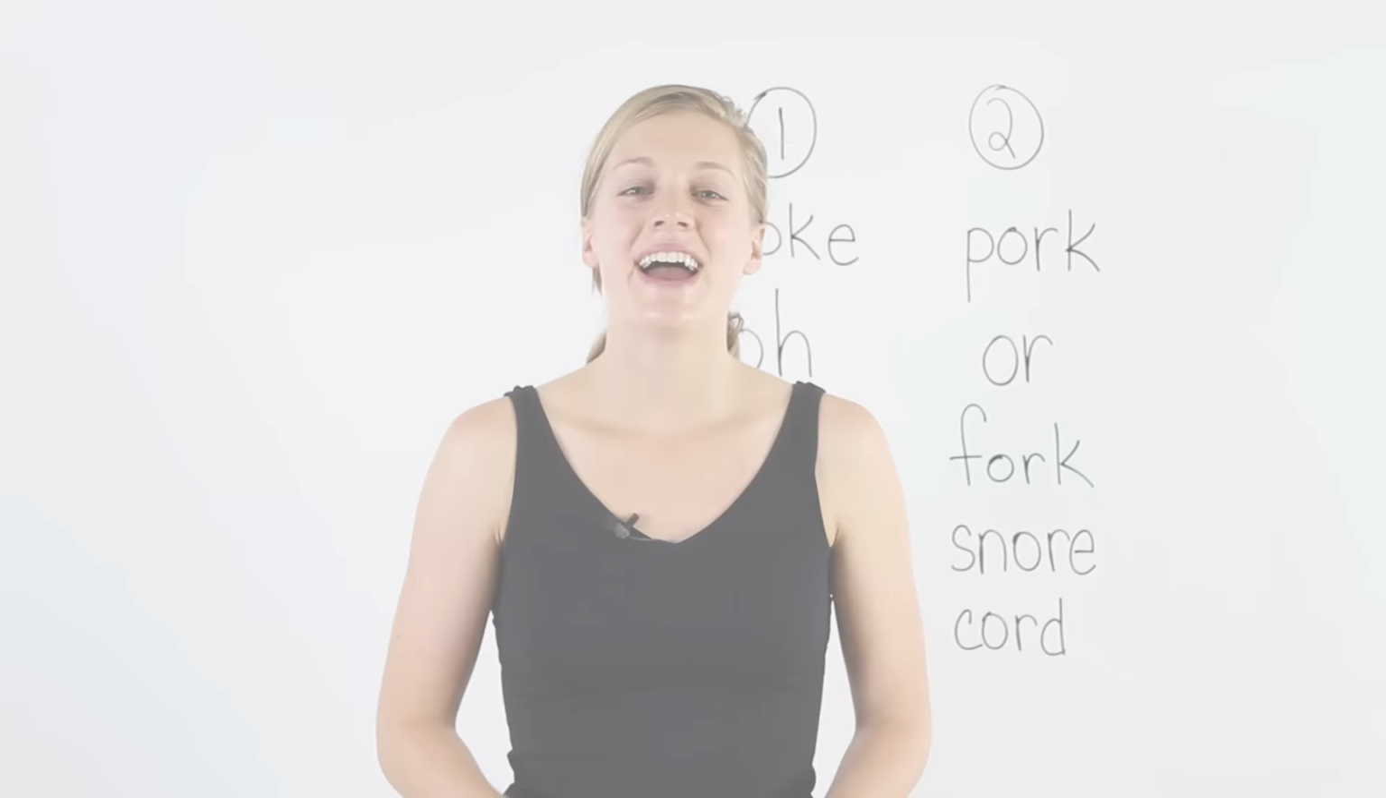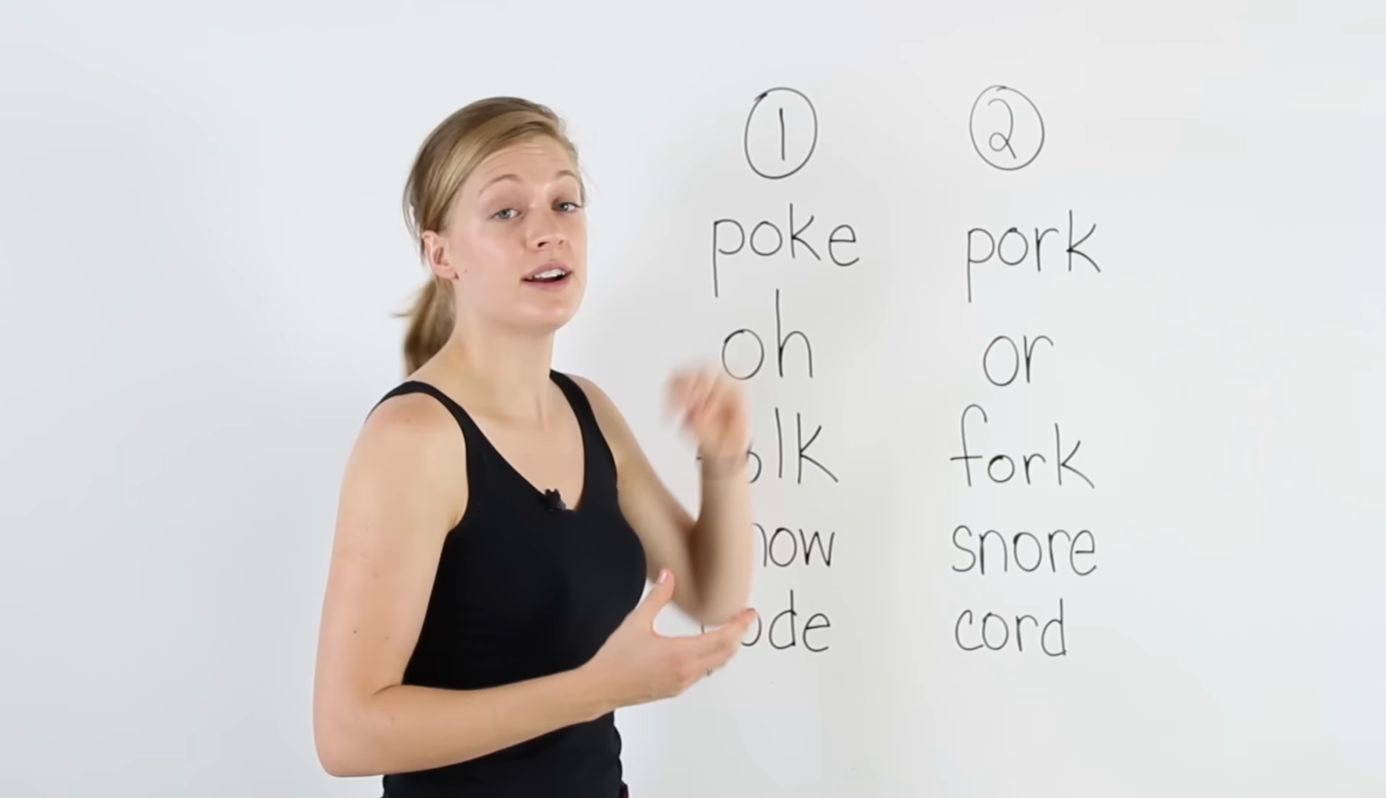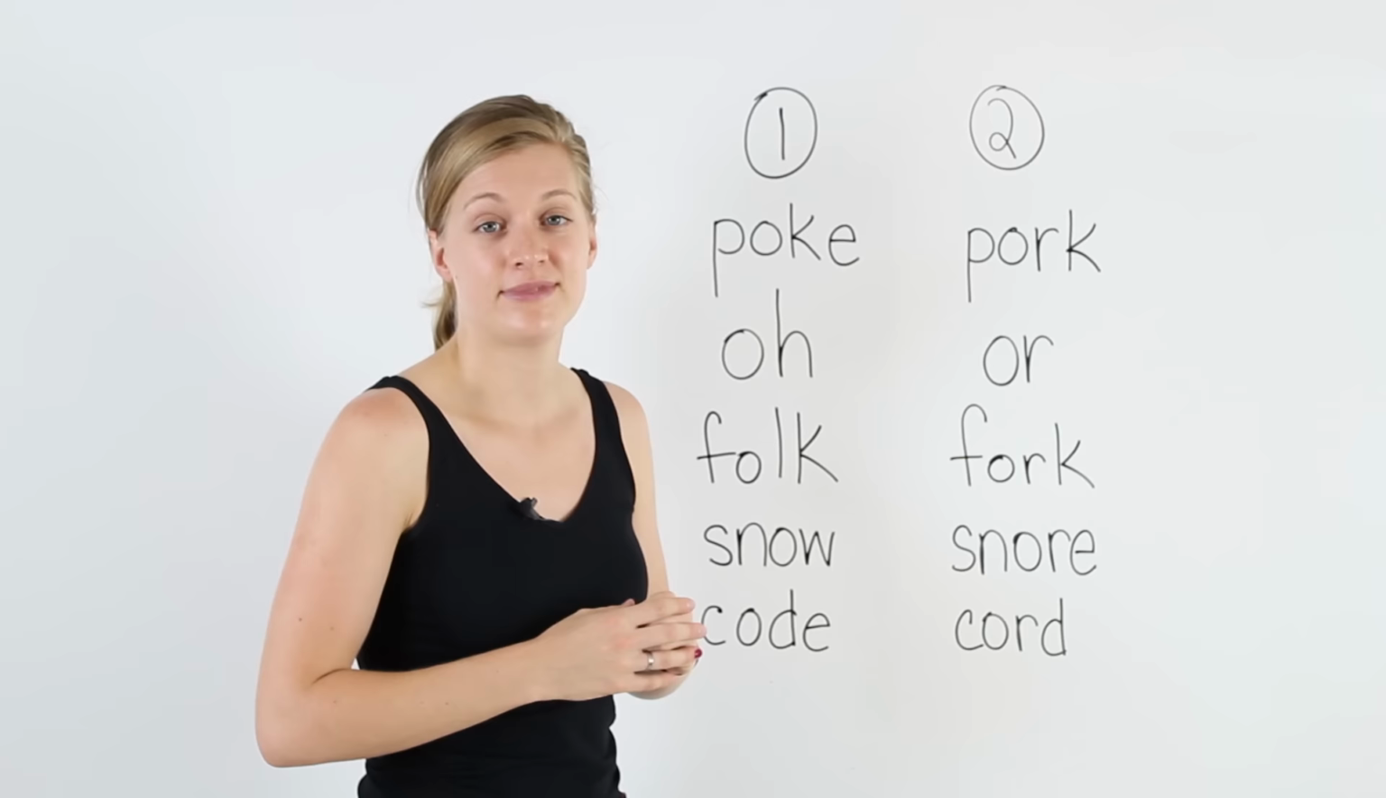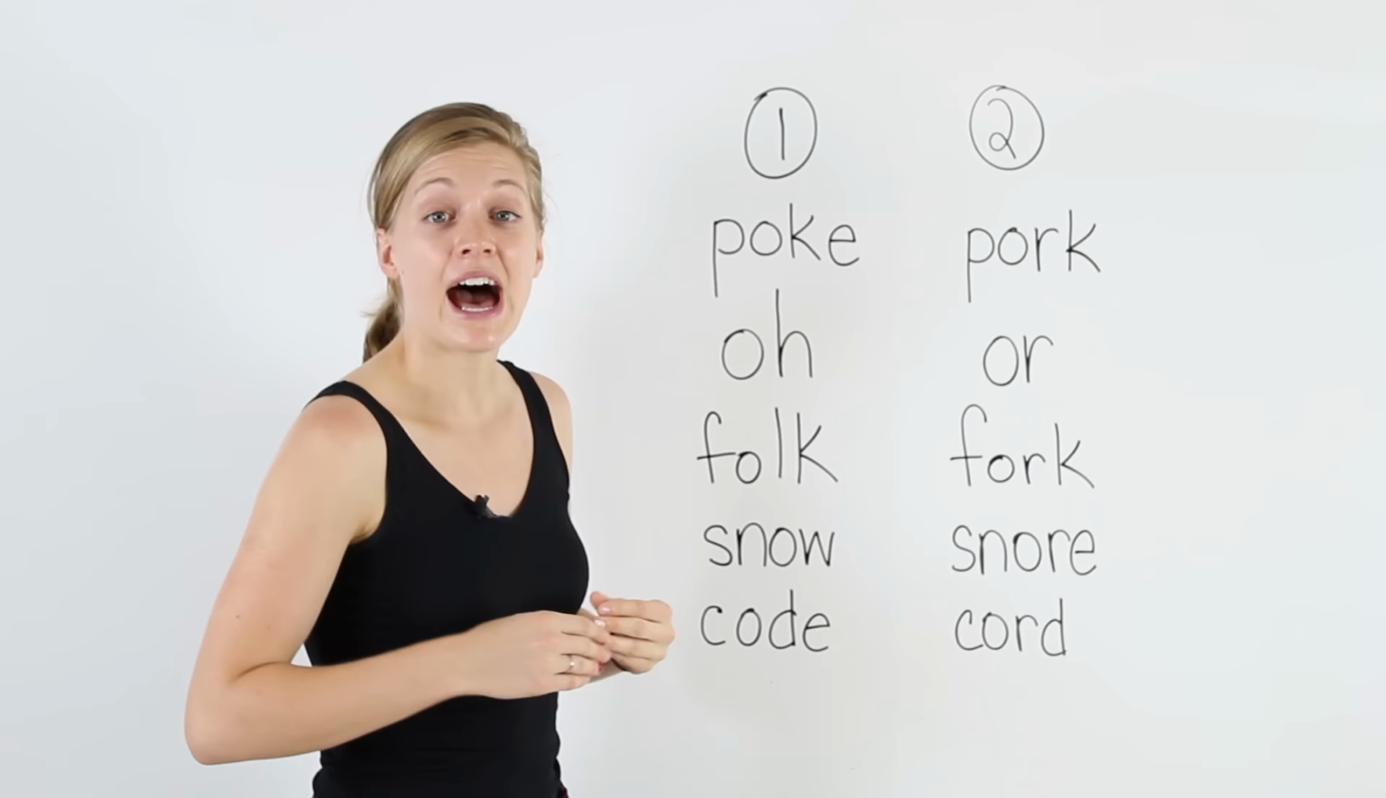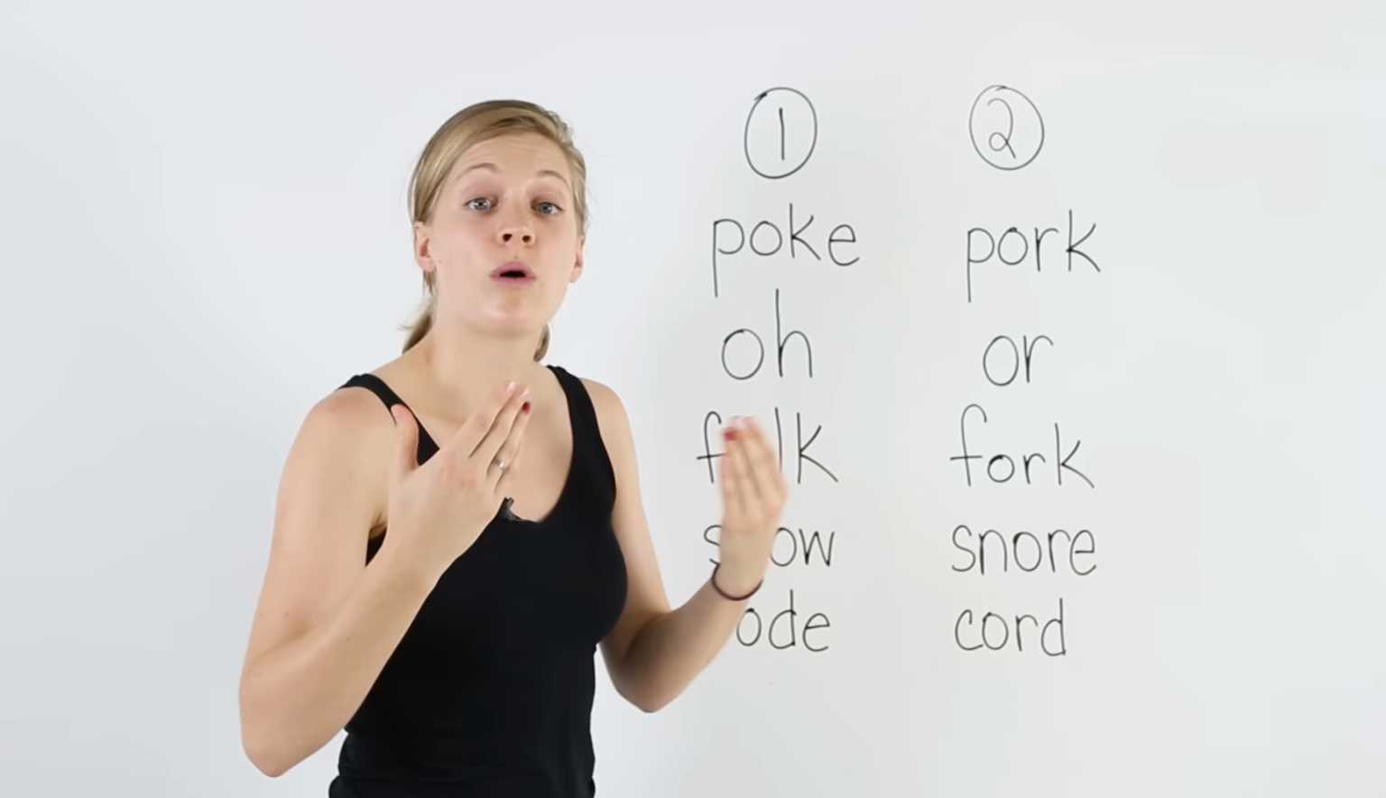And now let's practice with a test. I'm going to say two words from here or here, and then you choose a word from column one or column two. The first example is poke or pork. I'm going to say the word pork. Pork. I bet you chose pork.